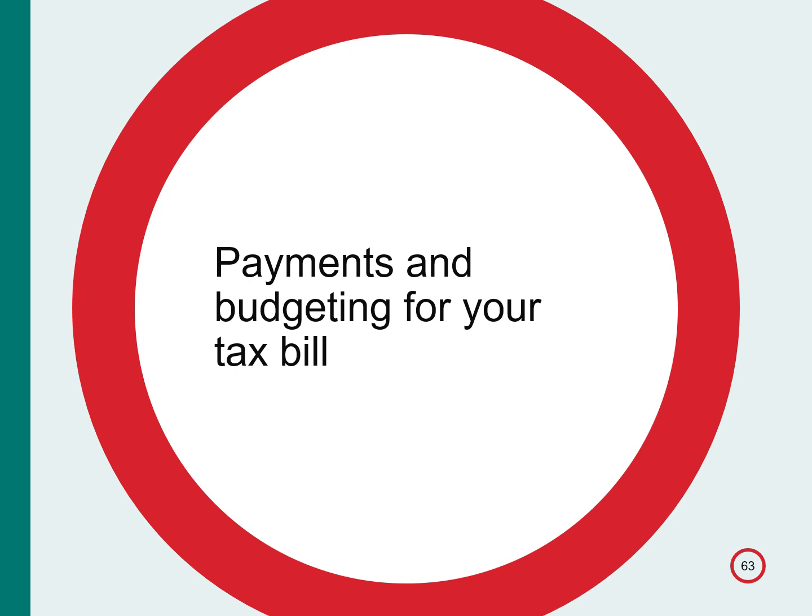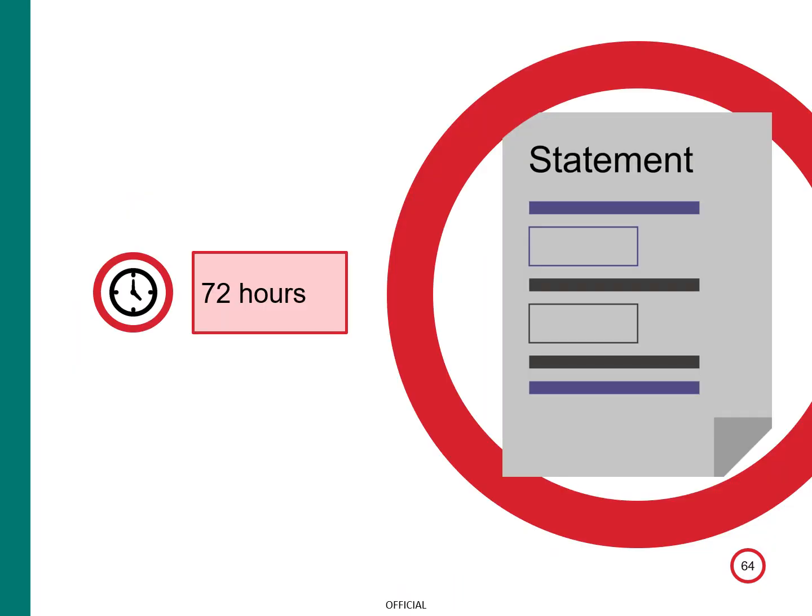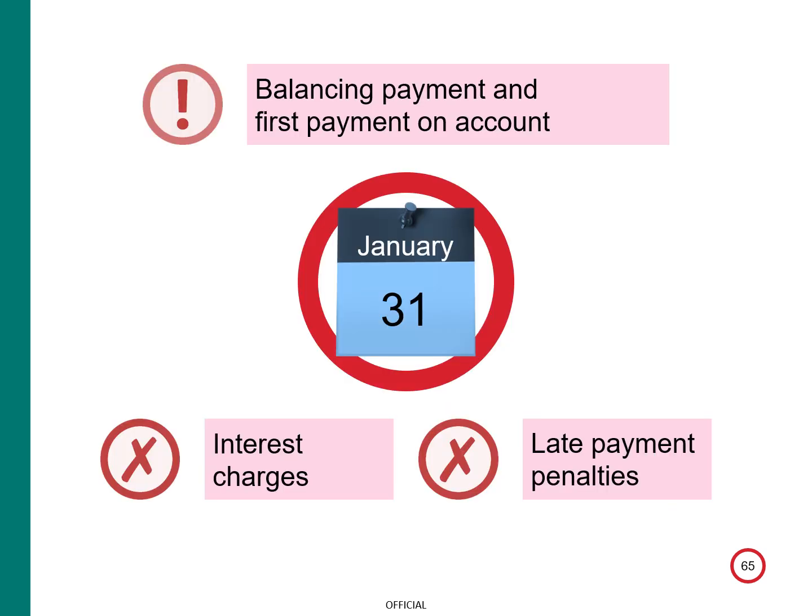We'll move on to payments and budgeting for your self-assessment bill. Once you send your online tax return, it can take up to 72 hours for your records and statement to show your final tax bill and the amounts to pay. Your balancing payment and first payment on account, if due, must be paid by the 31st of January 2025 to avoid interest charges and any late payment penalties.